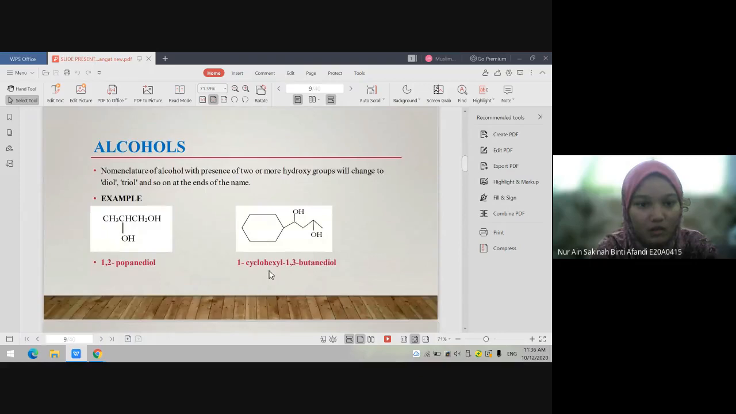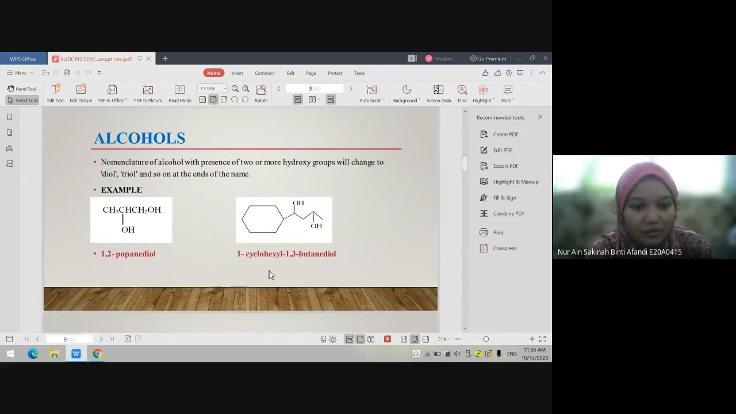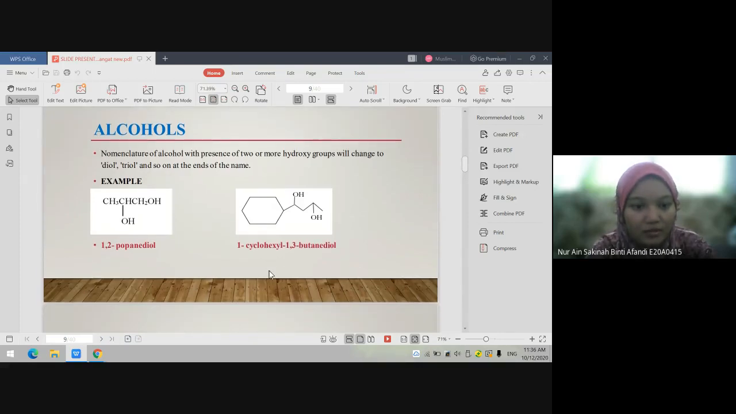Nomenclature of alcohol with the presence of two or more hydroxyl groups will change to diol, triol, and so on. For example, 1,2-propanediol and 1-cyclohexyl 1,3-butanediol.